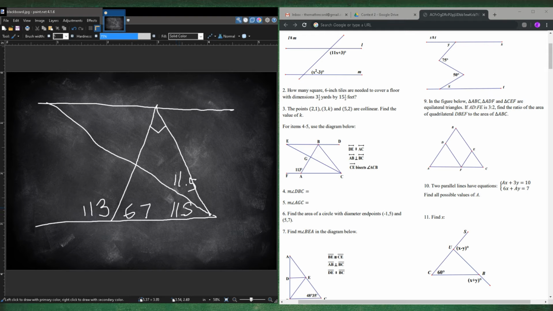So based on that, we know this is 67 and this is 11.5, so that makes 78.5. And we need this angle right here plus that to be 180 degrees, so we have 180 minus 68.5, so that's 111.5. 111.5. And we need to erase this.